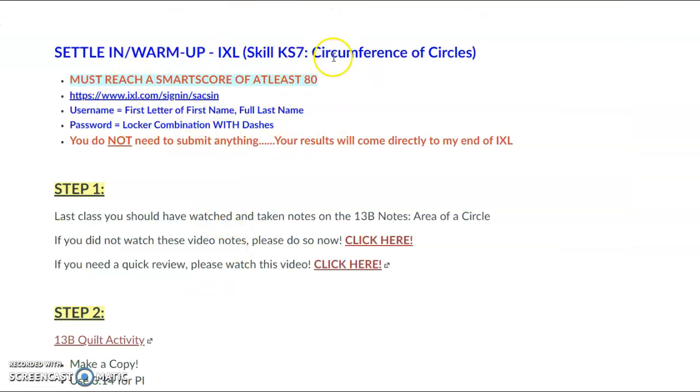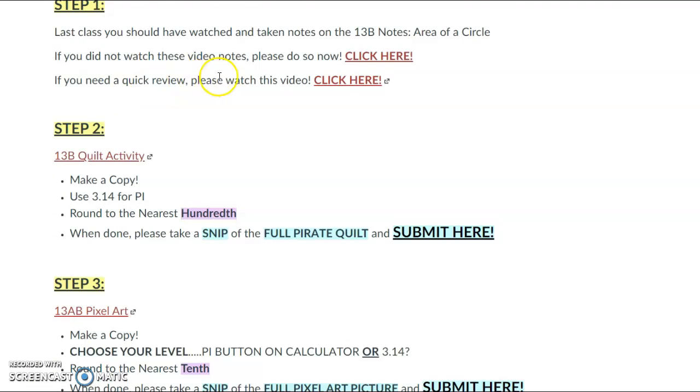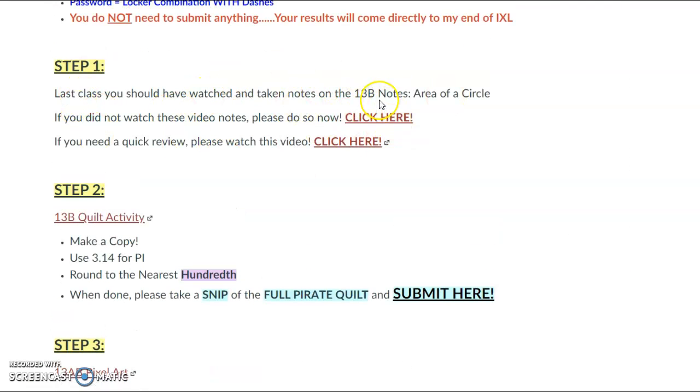So once you've reached that SMART score of 80, step 1 is just reviewing the notes that you watched last class or as homework. So those were our 13B notes, which instead of circumference of a circle, we now looked at the area of a circle. So if you did not watch and take notes on those, you need to do that first so you know how to do the practice activities.